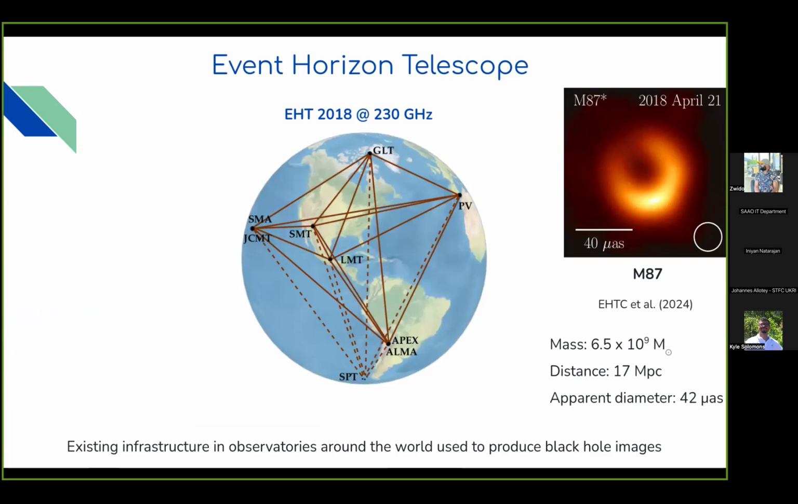This happens at 230 gigahertz. In 2018, we also had additional stations, and we got really nice images. We've been trying to improve our calibration and imaging algorithms in anticipation of more stations joining the EHT.